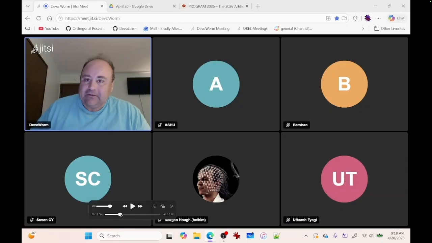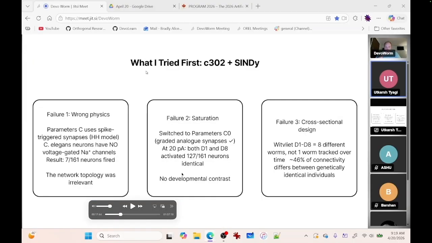And then Utkarsh presented on his work. He's been playing around with the C302 platform, which models neurophysiology in C. elegans, and then playing around with the Cindy platform, or the Cindy G, where Cindy is a biophysics platform, and Cindy G is like the graph version of that. And so he's trying to see what models the data the best.